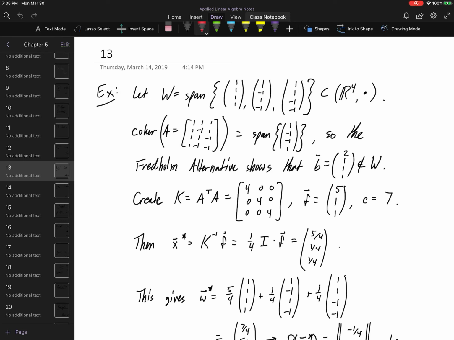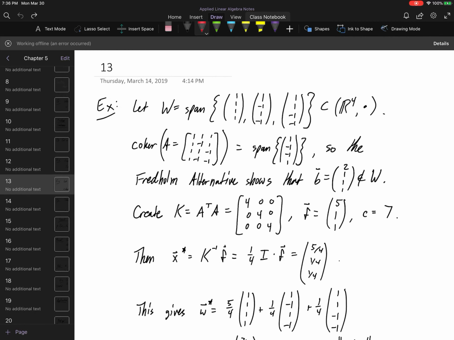In this case, if we have a quick look at this example, we are continuing from where we left off last time, and I would like to solve the closest point problem for this matrix whose columns are given by these vectors that form a basis for this subspace W in the standard inner product space on R4, or standard R4 with the standard dot product.